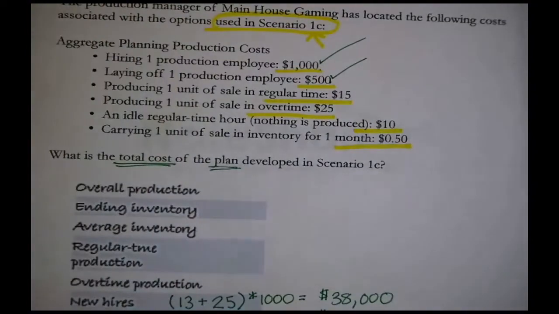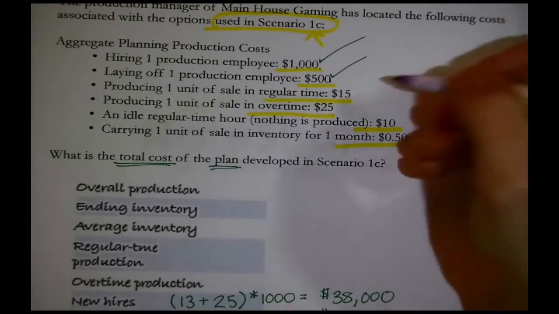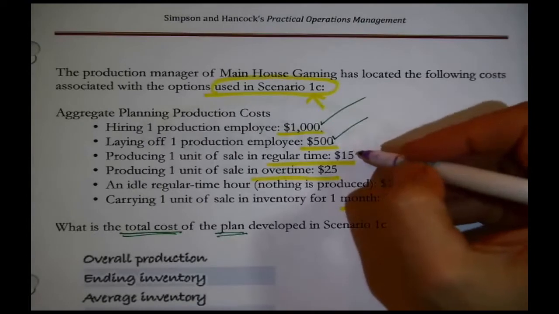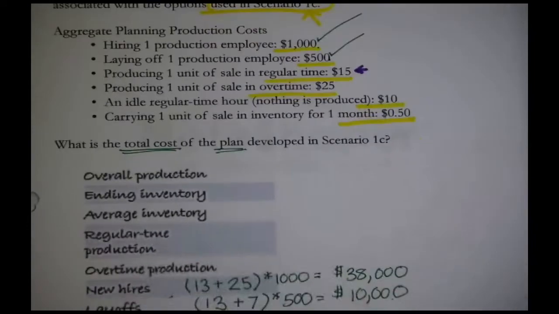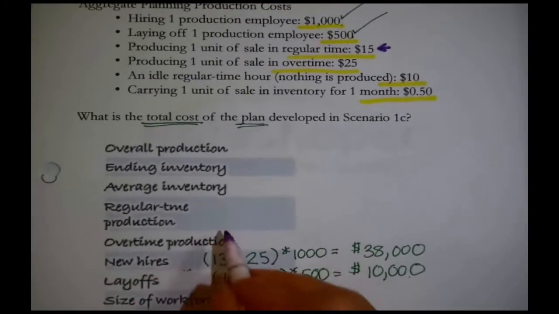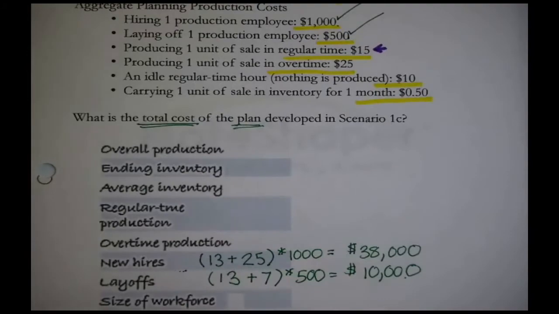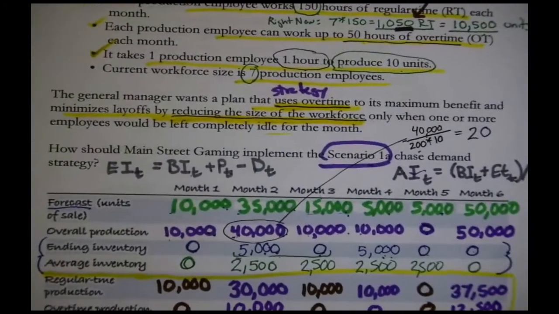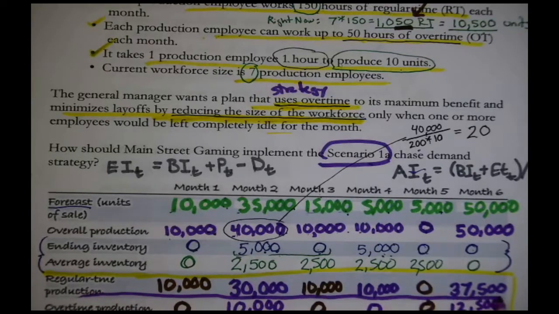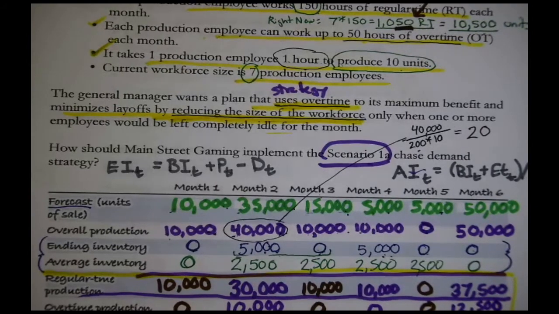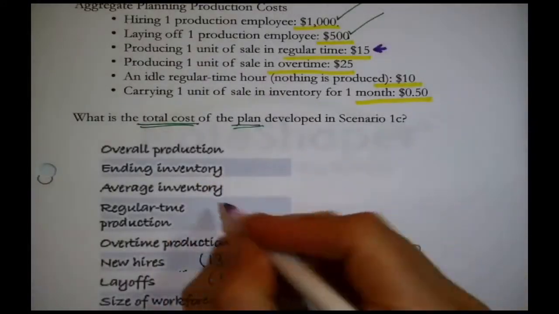What's the next cost? Producing 1 unit of sale in regular time. Oh goodness. Okay. Regular time production. We did use a lot of regular time production. This is overall production. I don't want to be distracted. Regular time production. Each one of those costs us $15. Okay, I just need to sum that all up.